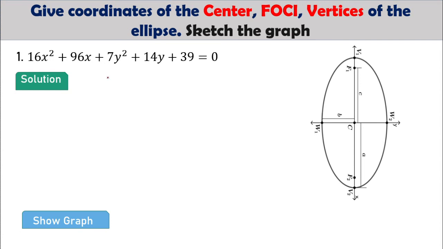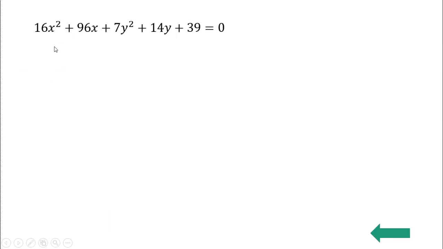So, I was able to teach you on how to transform from general to standard form. So, this is how we're going to transform it. So, the solution, we have 16x squared plus 96x plus 7y squared plus 14y plus 39 equals 0. So, we're going to group like terms or group terms containing same literal coefficient. So, quantity 16x squared plus 96x plus quantity 7y squared plus 14y equals negative 39.